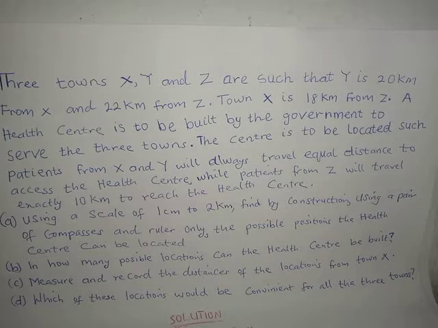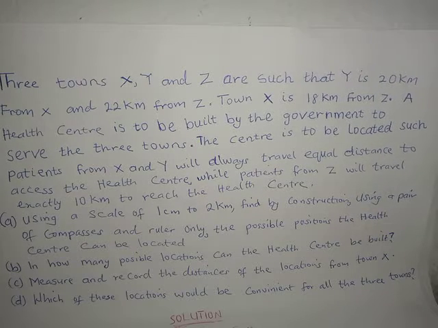So A, we are asked, using a scale of 1 cm to 2 kilometers, to find by construction, using a pair of compasses and ruler only, the possible positions the health center can be located. B, in how many possible locations can the health center be built? C, measure and record the distance of the locations from town X. D, which of these locations will be convenient for all three towns?